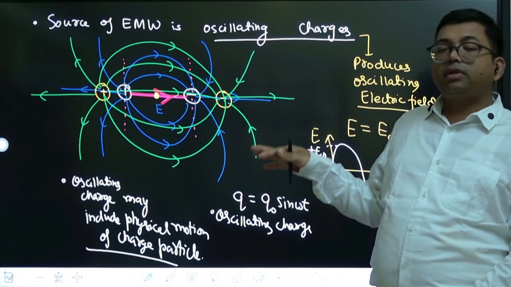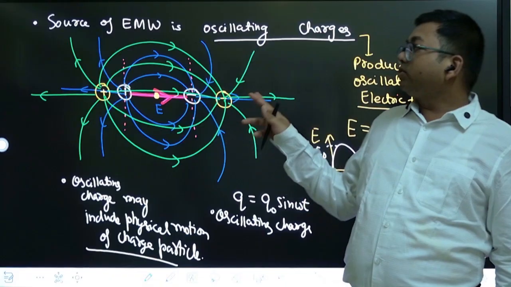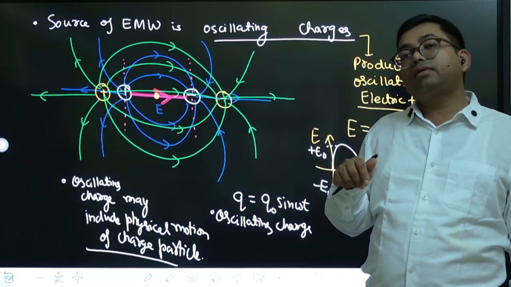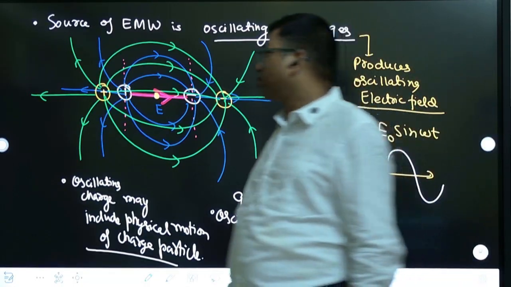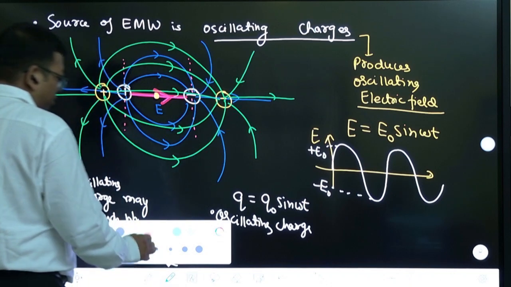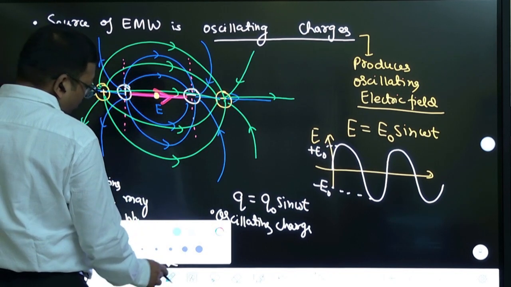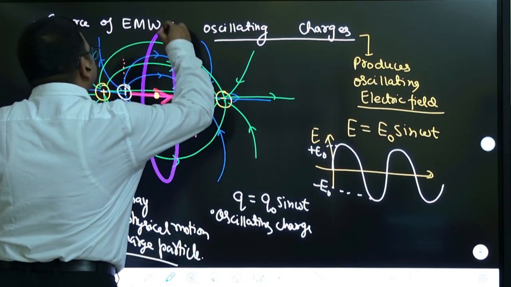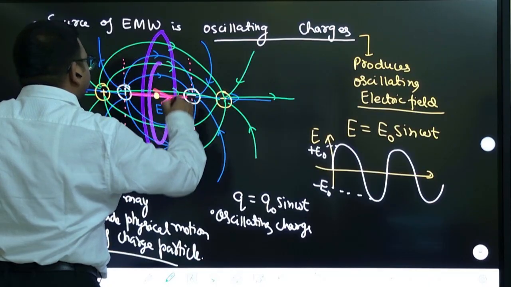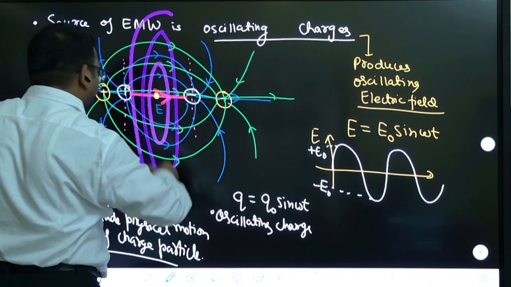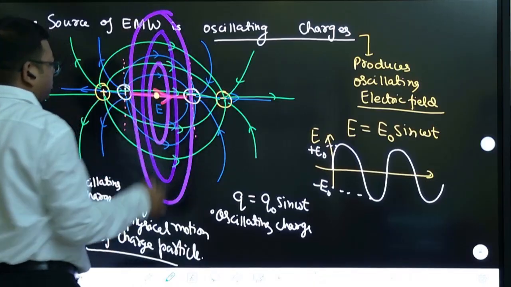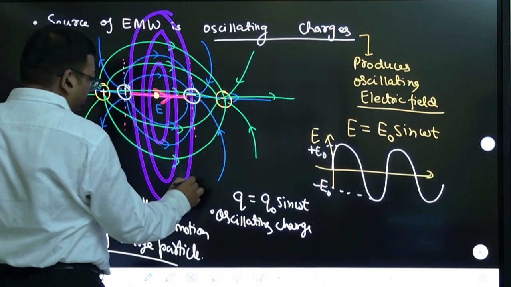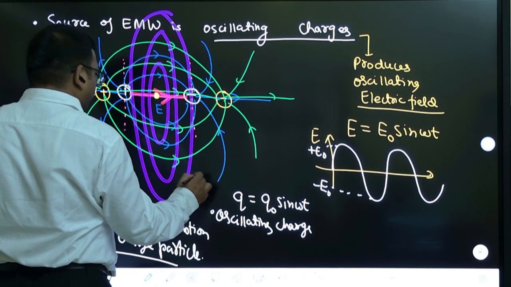That type of oscillation of charge will produce an oscillating electric field, and this oscillating electric field will also produce a magnetic field, but in a perpendicular direction. Perpendicular direction means this circle is in the plane of this, right? It will produce this kind of magnetic field, like this. So these lines which I have shown are magnetic field lines.